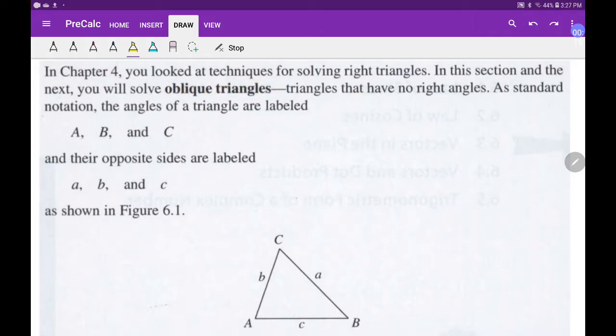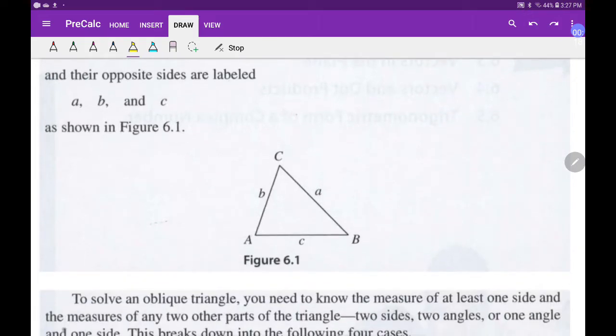We're going to use standard notation. Just a little note here. Angle A opens up on side A. Angle B opens up on side B, and so on, that kind of thing. Hopefully you remember that.